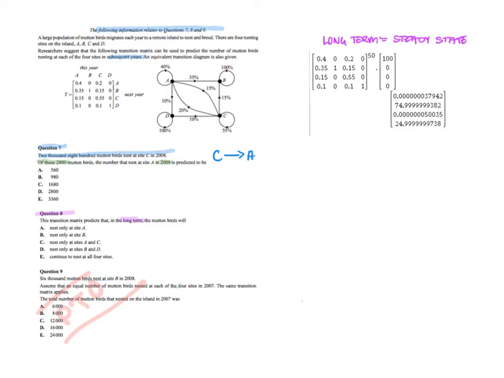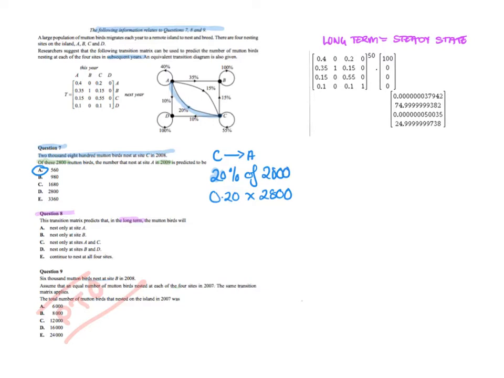So from C to A is 20%. So I want 20, it'll be 20% of the 2,800. Okay, so, and if you want to do 20% of, you just do that. And we end up with 560.